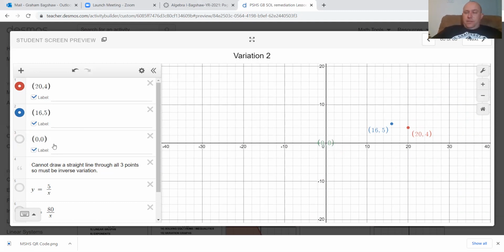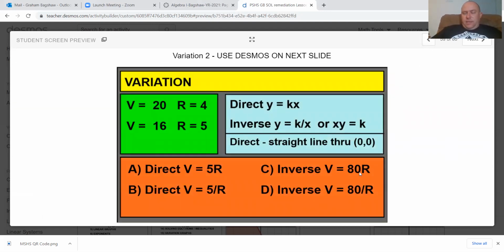We can ignore 0, 0. That was only to check if it was direct variation or not. So actually, it should have said 80 divided by r. So I think I actually typed in one of these 2. Also for inverse, if you see the division, you know that this is going to be an inverse question. And that was one of the other reasons why I tried both of these 2 things as well to see.